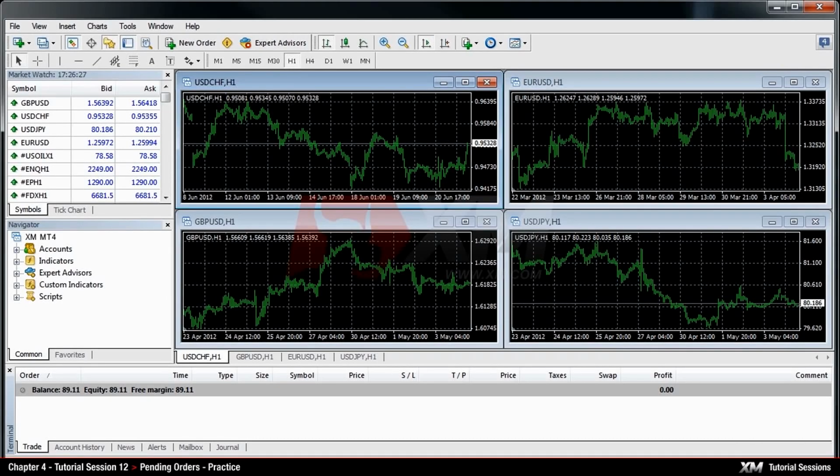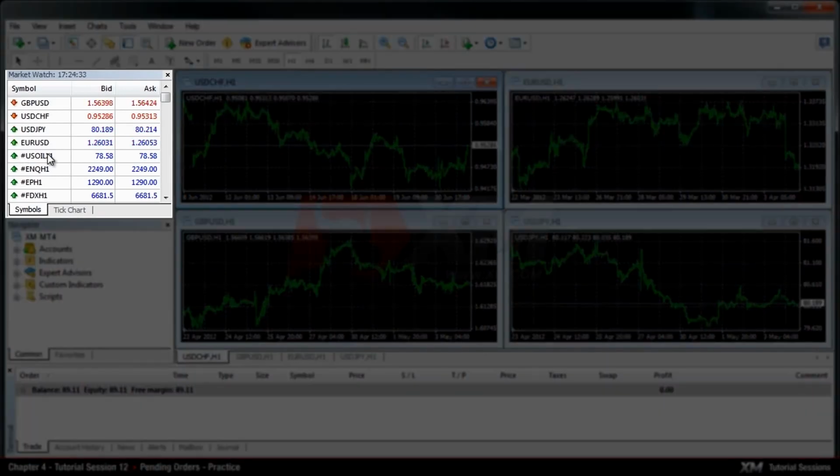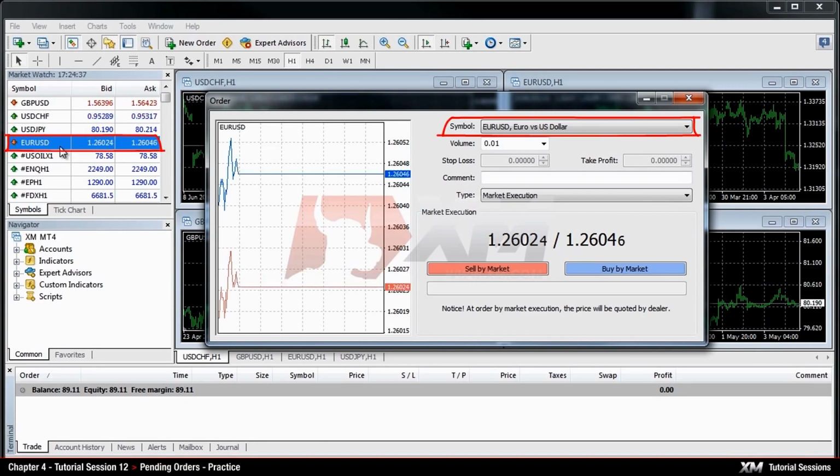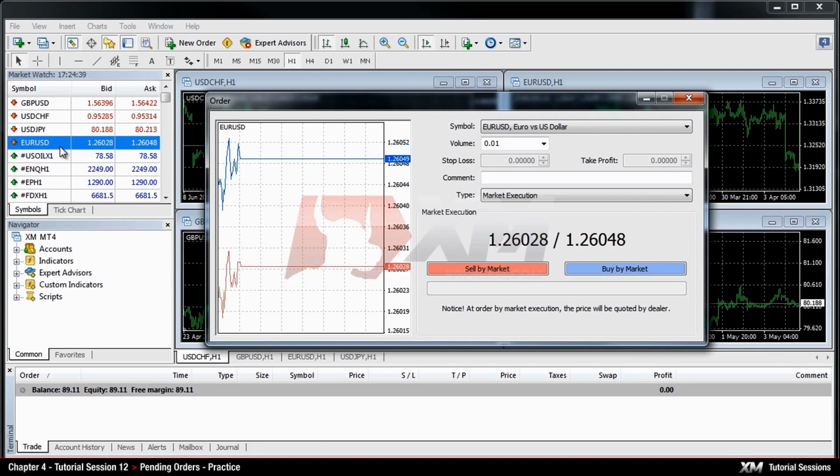Chapter 4 Pending Orders Practice. In this module, we will show you how to place a pending order on the MT4 platform. We start by opening an order window by double-clicking a symbol, which in our example is the Euro-US dollar. The order window will pop up.